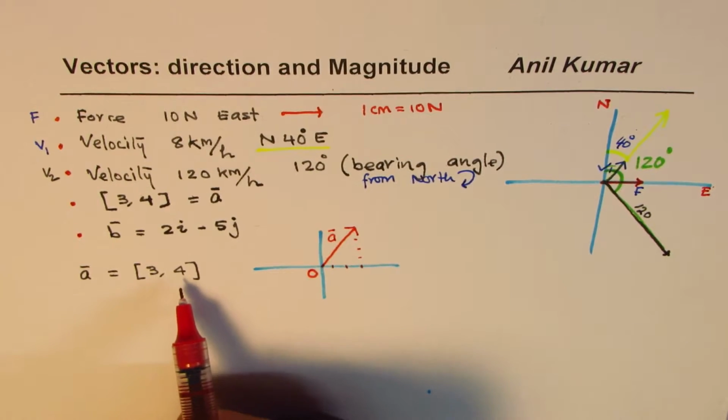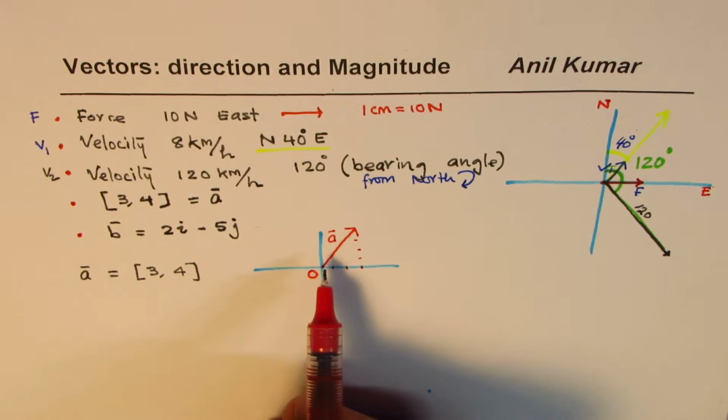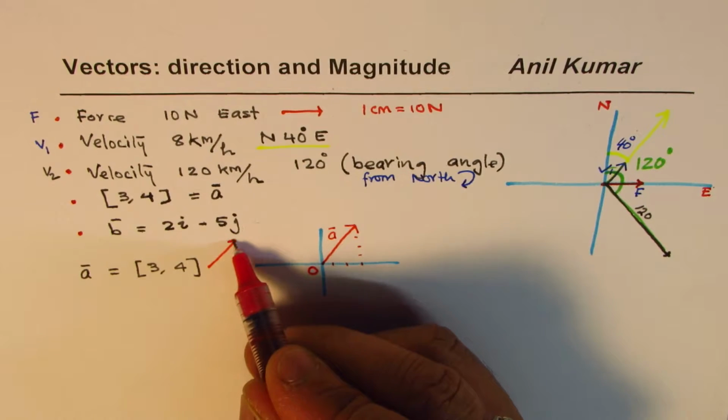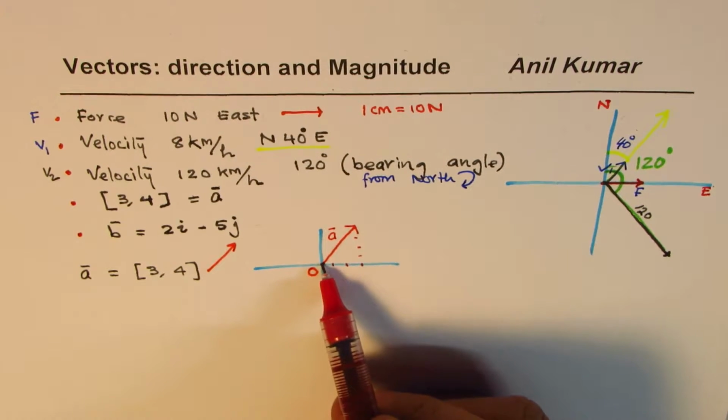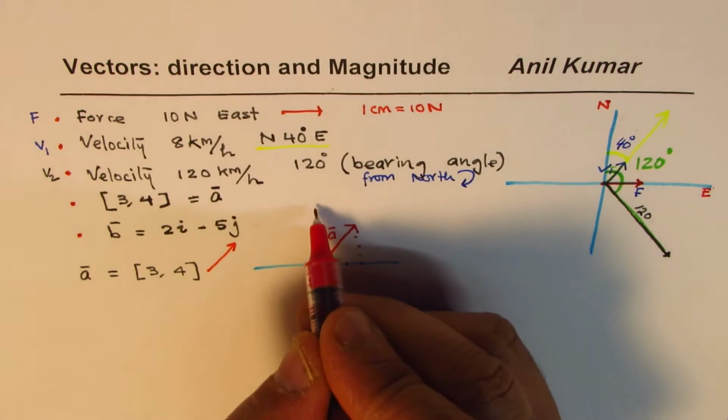Whenever I start from the origin, this will be the position vector. So vectors are free to move around. I could represent this vector anywhere, also here. But if I fix the tail at the origin, it is called the position vector. So this is the position vector.